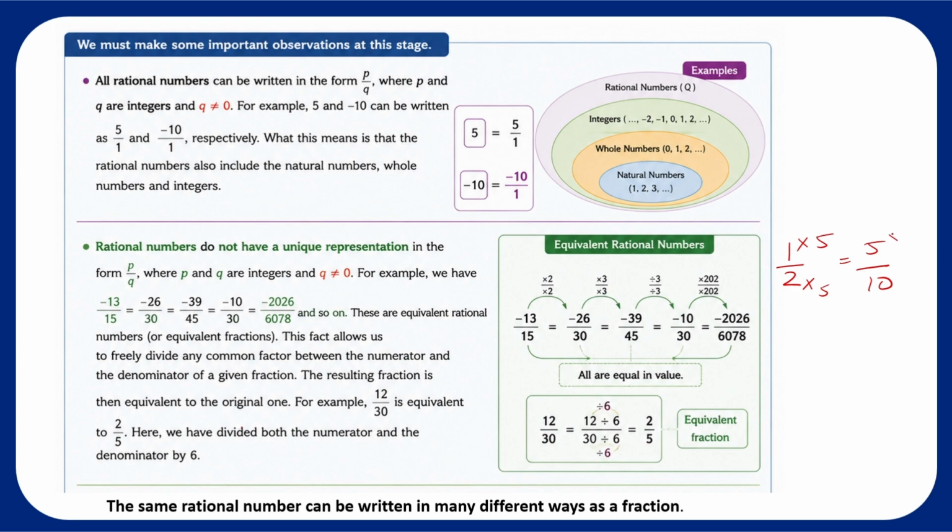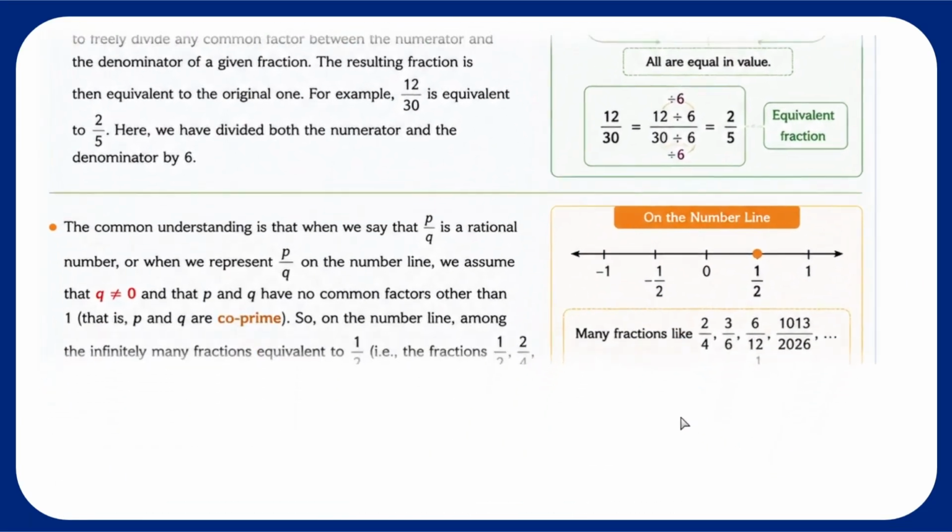And when you multiply this by 3, you could get 15 over 30. So all these are equivalent fractions and these are being generated from one single fraction. And when you simplify these equivalent fractions, you shall be getting the same fraction from where we started. So hence the statement, the same rational number can be written in many different ways as a fraction.